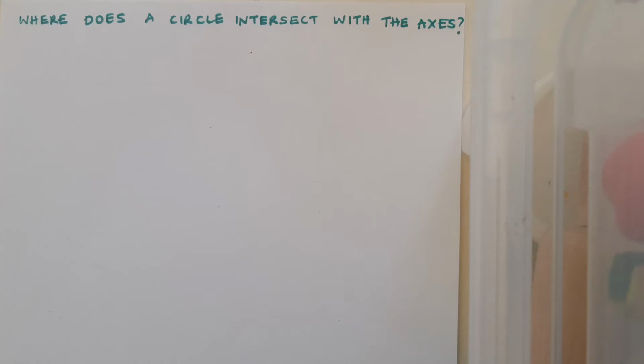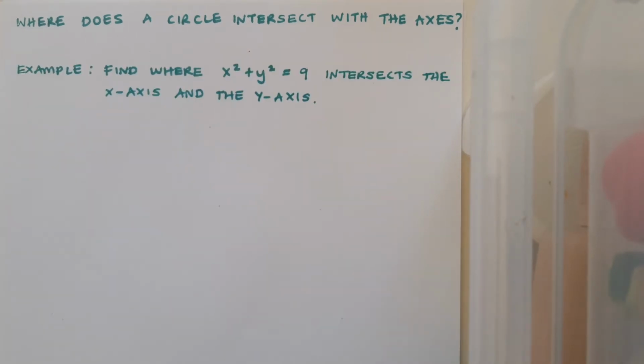This video is about finding out where a circle intersects the axes, that is, where it goes through the x-axis and where it goes through the y-axis. Here's an example. Find where x squared plus y squared equals 9 intersects the x-axis and the y-axis. So we'll have to do these separately, so let's start with the x-axis.